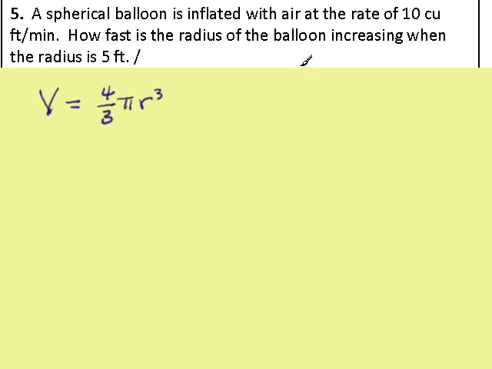And we're given the information that the balloon is inflated at the rate of 10 cubic feet per minute. So that means that the volume is increasing at this constant rate. dV/dt is equal to 10. Now we're asked how fast is the radius of the balloon increasing. So we want to know what is dr/dt when r is 5.